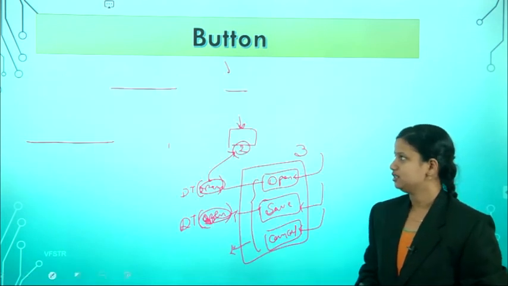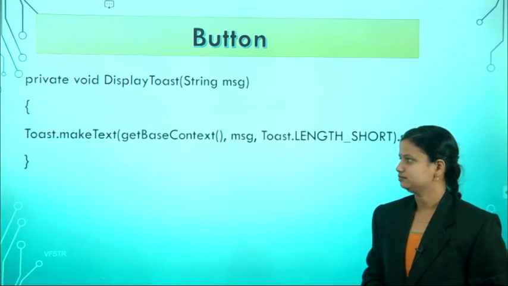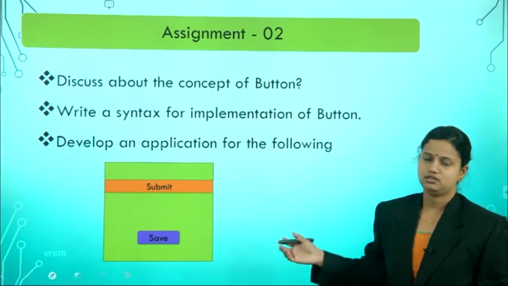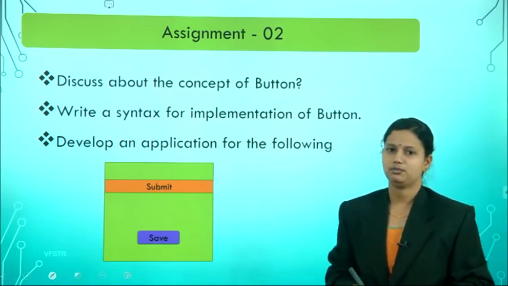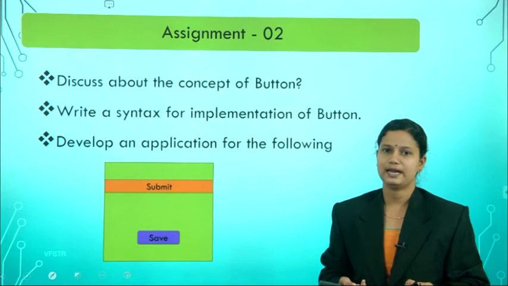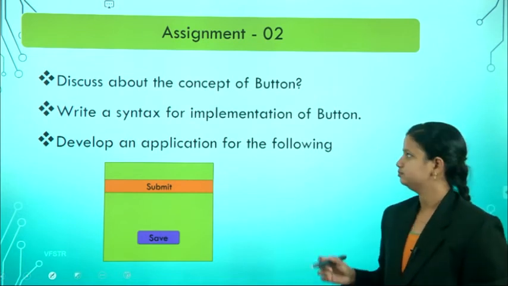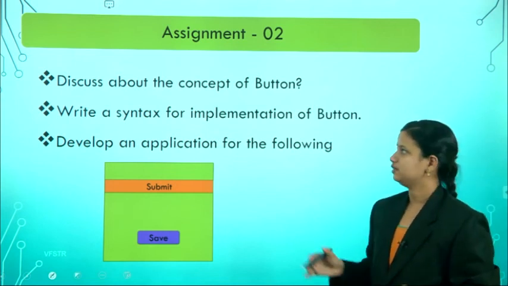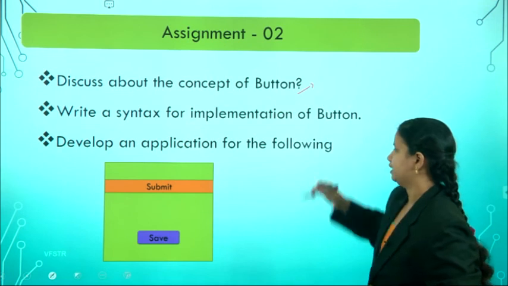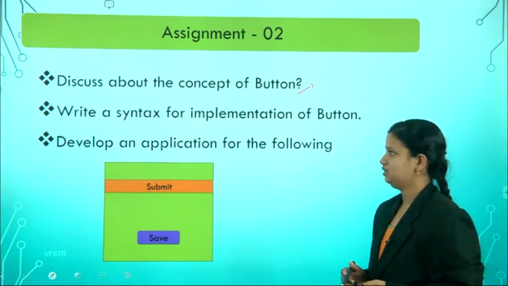So let us go with the assignment questions for this one. The topic is the widget button, where we discussed the different properties and the two different ways to handle the button. The first assignment question: discuss the concept of button. What are the different properties and what is the meaning of button? You have to explain and write a syntax for implementation of the button.